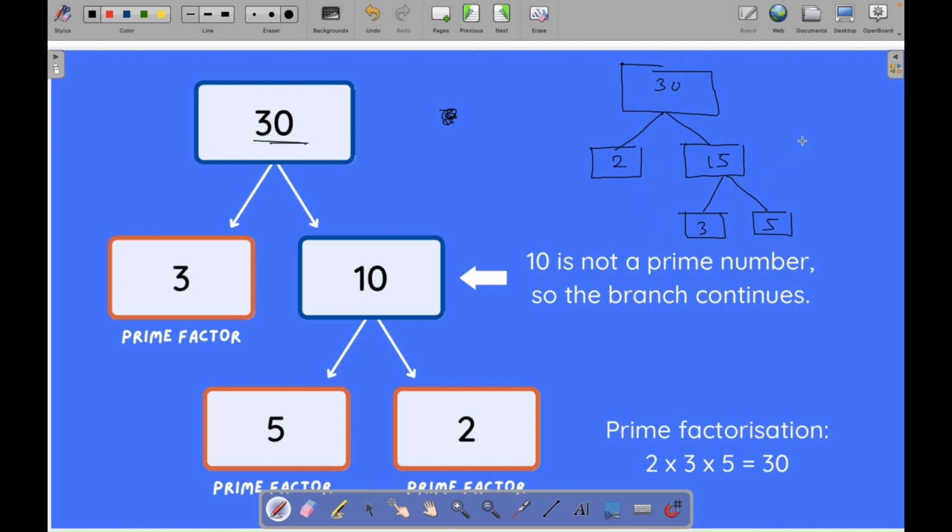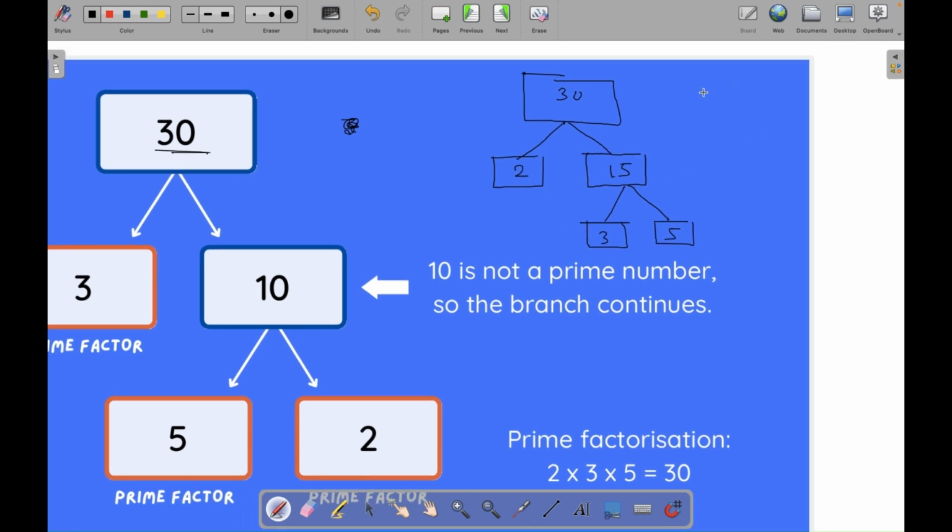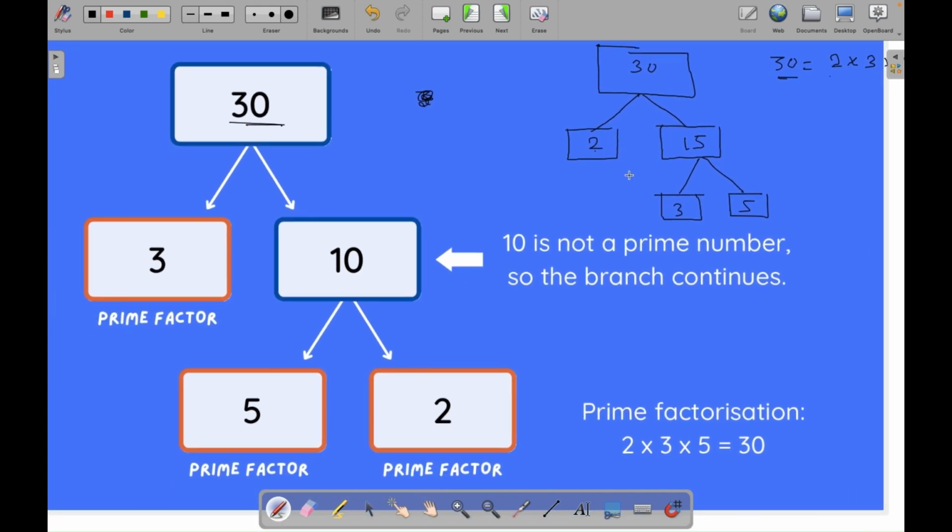So 30 I can write as a product of primes. Just find out the points where the branches are ending: 2, 3 and 5. So 30 is equal to 2 times 3 times 5. You can check, you'll get the same number as the answer, 30. 2 threes are 6 and 6 fives are 30. So the prime factors of 30 are 2, 3 and 5, whereas it will have more than 3 factors.